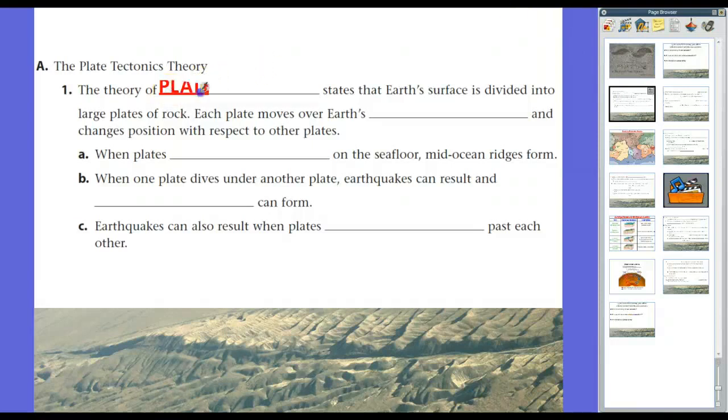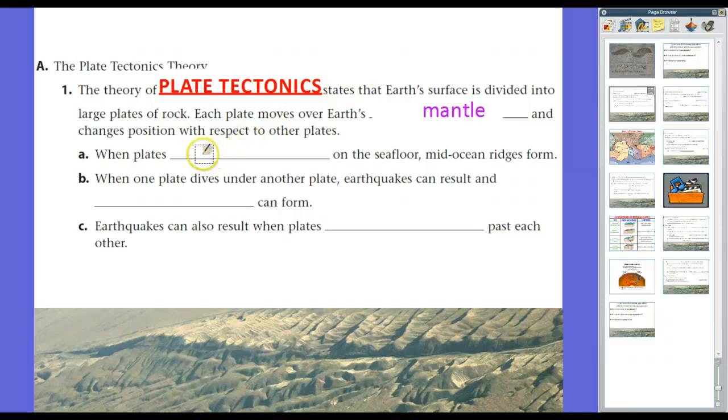The theory of plate tectonics states that the Earth's surface is divided into large plates of rock. Each plate moves over Earth's mantle and changes position with respect to other plates. Once again, the theory of plate tectonics states that Earth's surface is divided into large plates of rock, and each plate will move over the Earth's mantle and change position with respect to other plates. So we see this in several different ways.